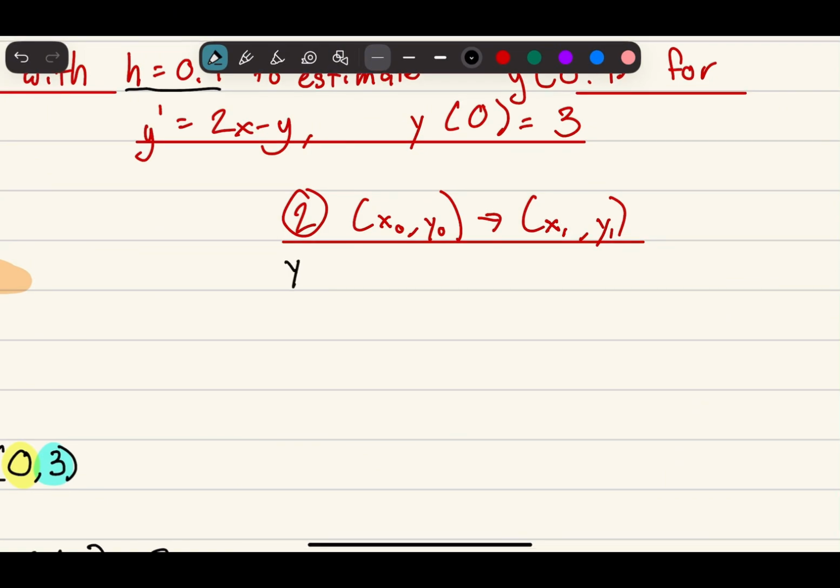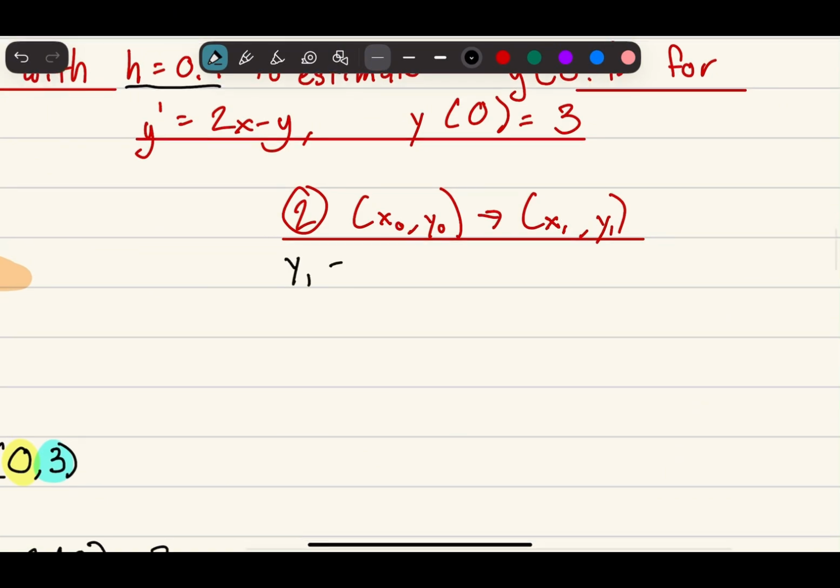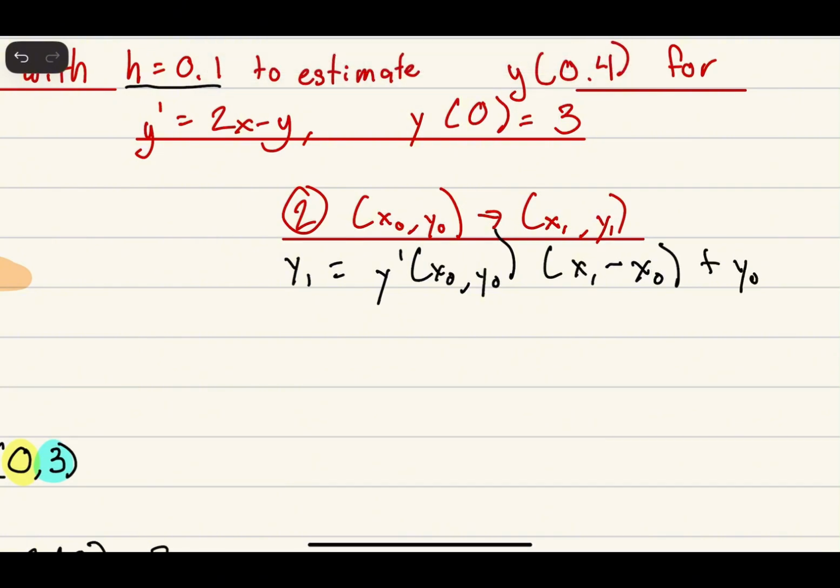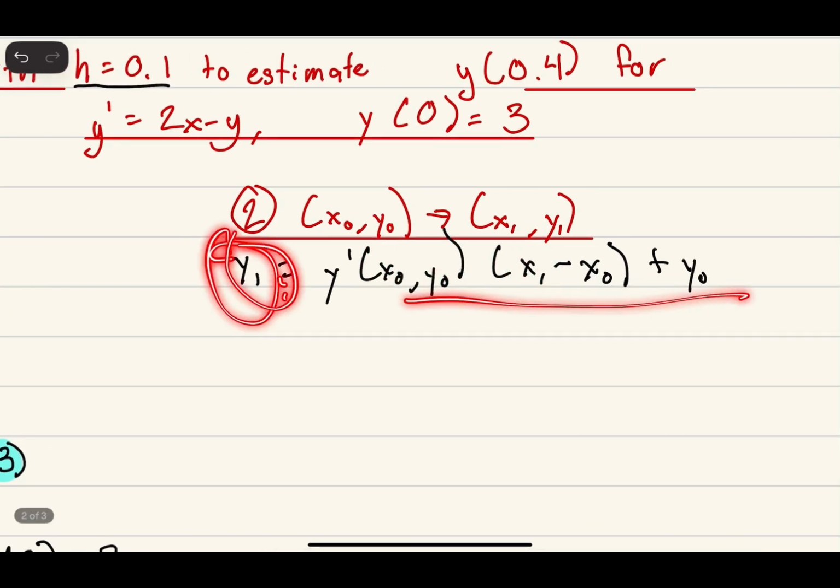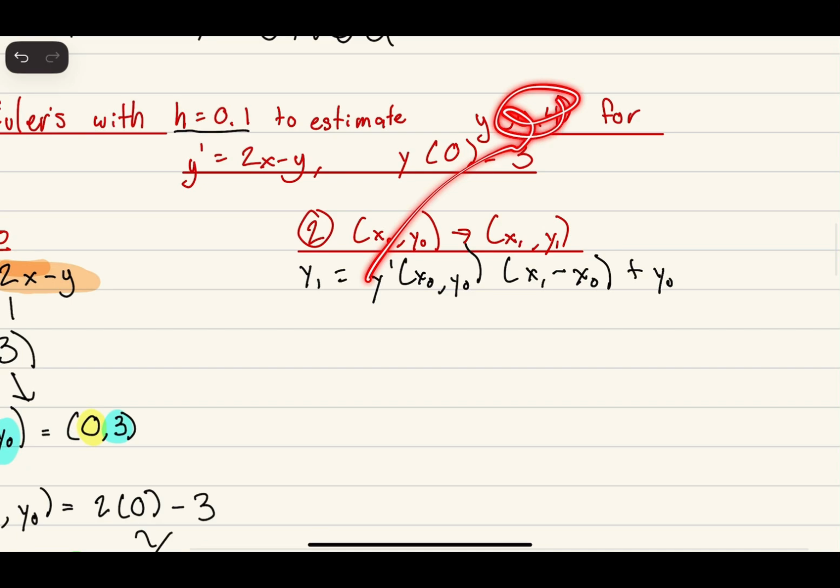And so we have our y1 here. Let me write down the formula first. We're going to have our x0, y0, multiplied by x1 minus x0, plus y0. We have just about everything in this formula except for y1. We have our x0, y0, x1, but no y1. That's what we're trying to figure out, to get us ultimately to whatever the output is when x is 0.4.